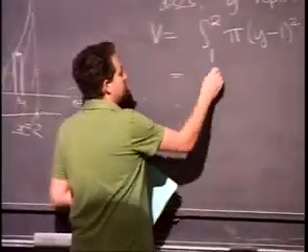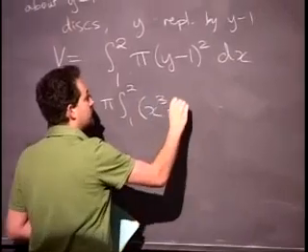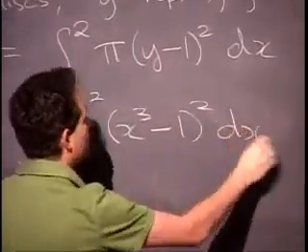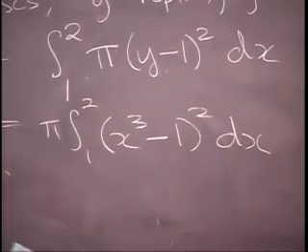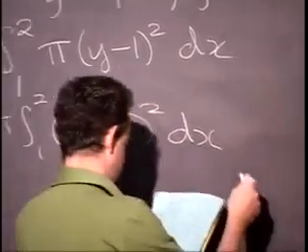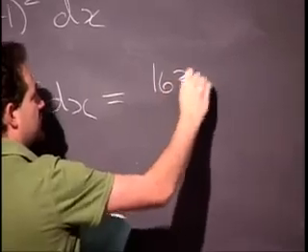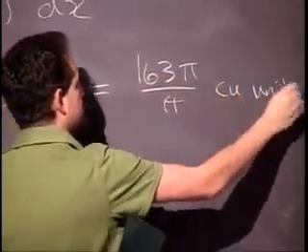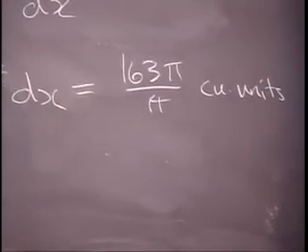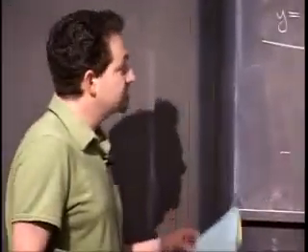And so in this particular case, you have to find this integral, x cubed minus 1, since y is equal to x cubed. And you just expand this out and integrate term by term. And I leave it to you to hopefully verify that you get 163 pi over 14 cubic units. All right. So that's a fairly straightforward case.